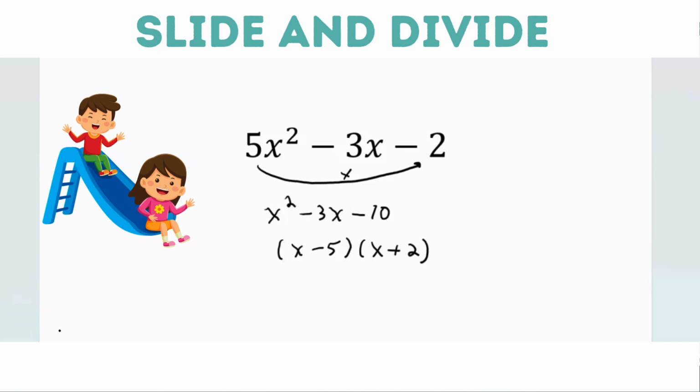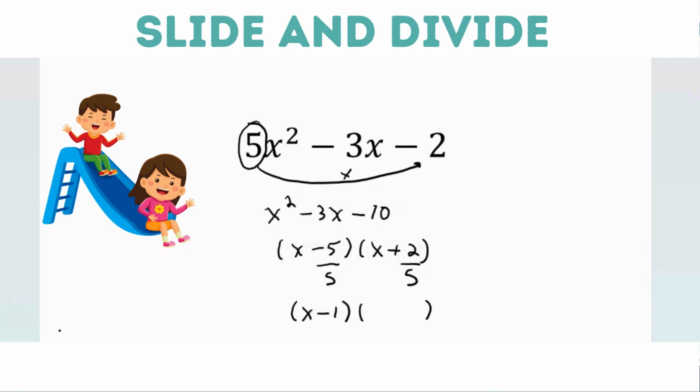Okay, so we did the slide part of it. Now the divide part of it is we're going to take that 5 out in front of the x squared, and we're going to divide the constant terms by that 5. Okay, now we can see on the left side, negative 5 divided by 5 is a negative 1. So this becomes x minus 1.